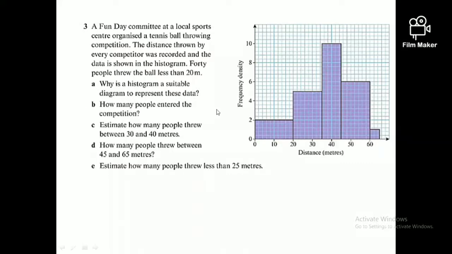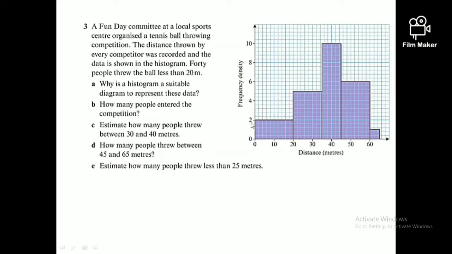Then from the first fact, we know that 40 people threw the ball less than 20 meters. That means this area is related to less than 20 meters. Then we know that this total area should be 40. How many boxes are over here? You can see there are 5, 10, 10 into 2, 20. 20 boxes represent 40 people. That means what is the value of a small box? The value of a small box should be 2.